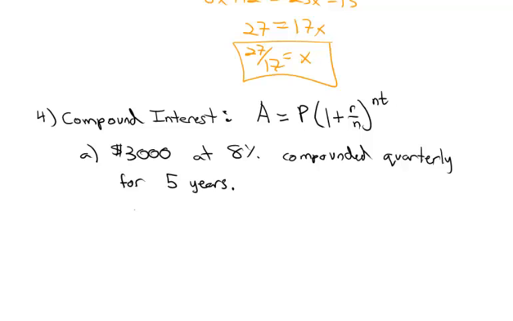So A, my accumulated final future value, is equal to the principal, the present value of the money, $3,000, times 1 plus the interest rate of 0.08, divided by n, which is the number of compounds in a year. It's compounded quarterly, so 4, to the 4 times t. t is 5. And then we just need to plug this into our calculators.